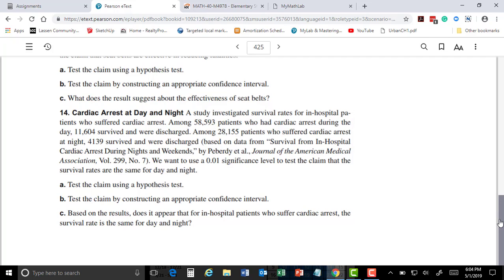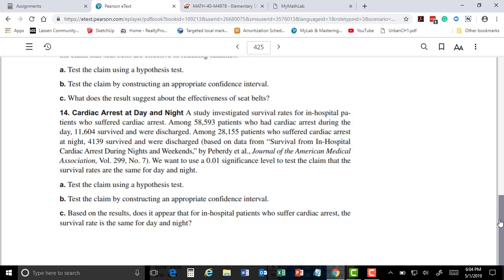Cardiac arrest, day or nighttime. When do you think the most heart attacks happen? Actually in the morning. And on Monday morning when you have to go to work. You die before you go to work. That's the ultimate excuse. I can't go to work, I'm dead.